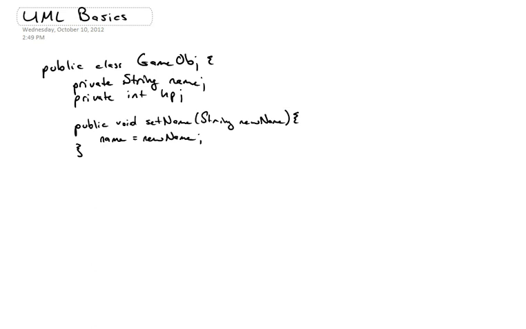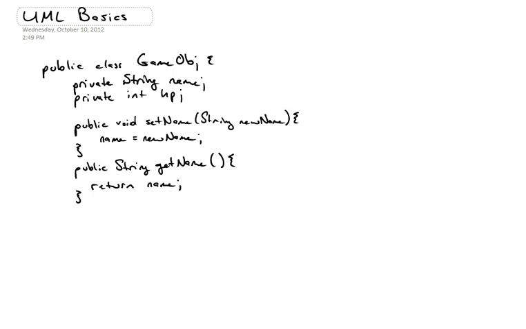All right. Now the accessor that goes along with that guy, public, is going to return a string, getName, doesn't take anything as input, and it just returns the name.